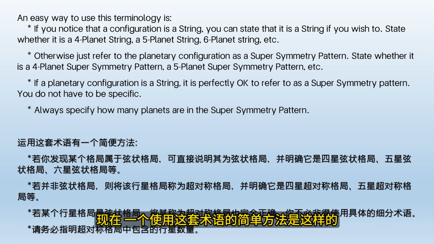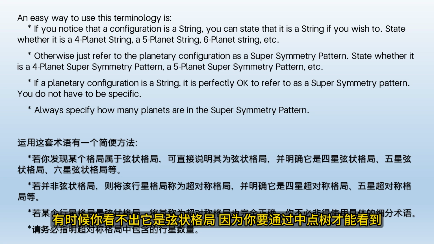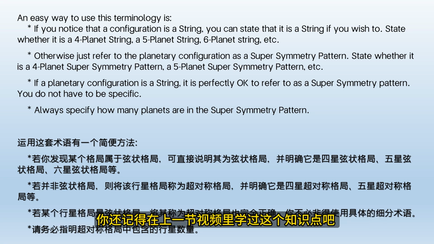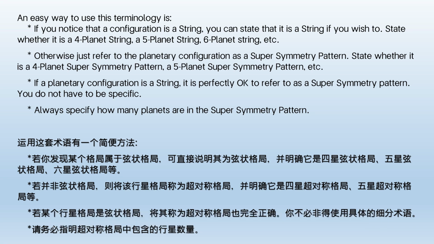Now, an easy way to use this terminology is this. If you happen to notice that a configuration is a string. Sometimes you won't notice it's a string, because how do you see these? You see them by looking at the midpoint trees. You remember that from the previous video in this series. Let me say that again. How are you going to find these supersymmetry patterns? You're going to find them by looking at the midpoint trees. When you look at the midpoint trees, they are not going to make it obvious that it's a string.